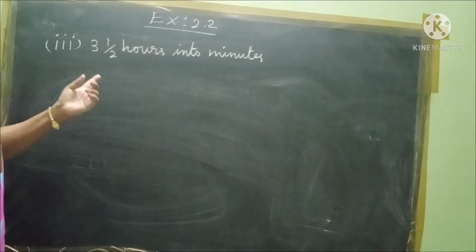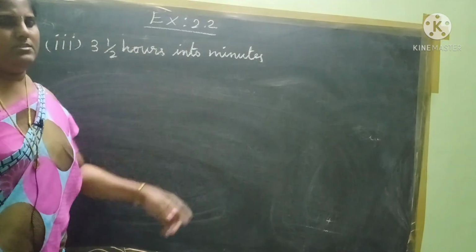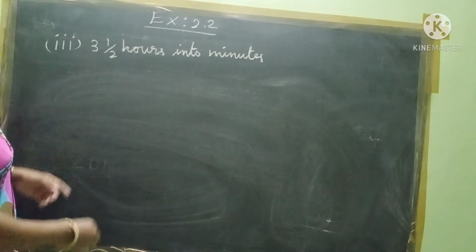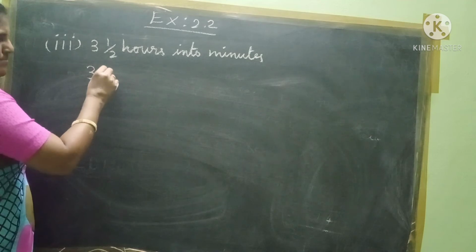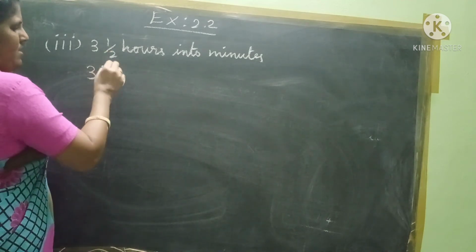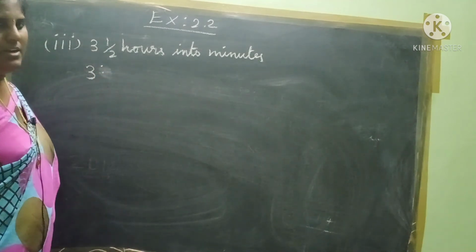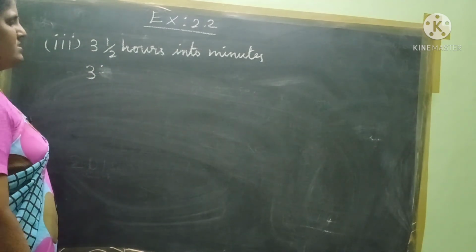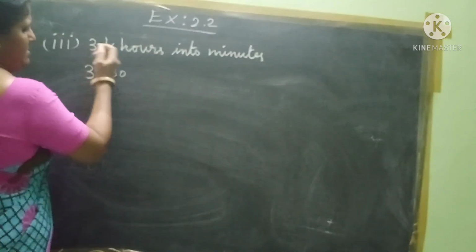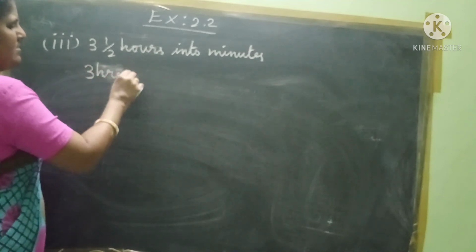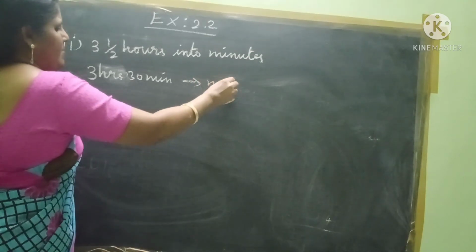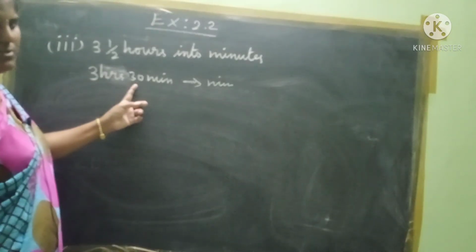Children, see the next one. 3.5 hours into minutes. See, half hour means how many minutes? 3 hours plus 30 minutes. 3 hours, 30 minutes, we change to what? Minutes only. So 30 minutes are already there, so no need to change it.